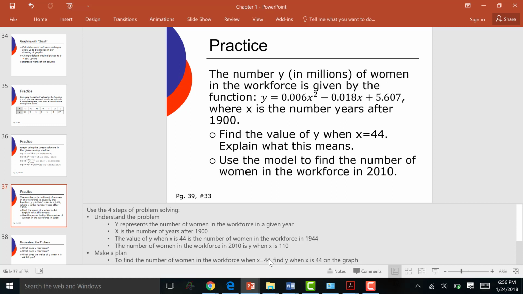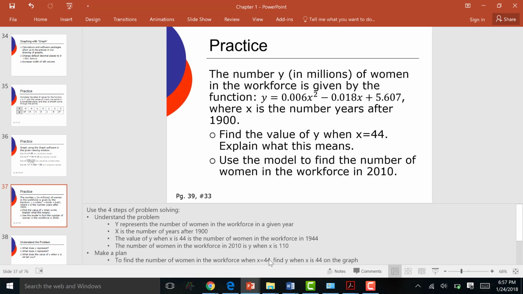16.431 million women in the workforce. When? After 1900. When after 1900? 1944. Because we said that X was equal to 44, and we defined X as the number of years after 1900. So 44 years after 1900 is 1944. That's how many women in the workforce.